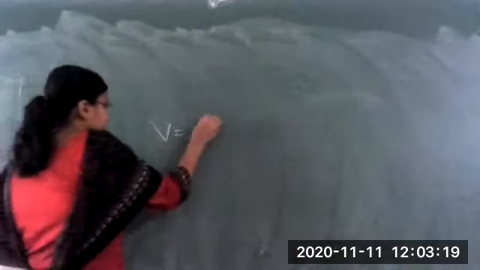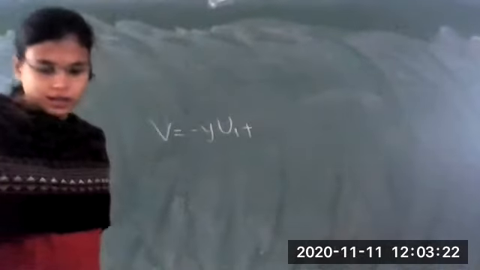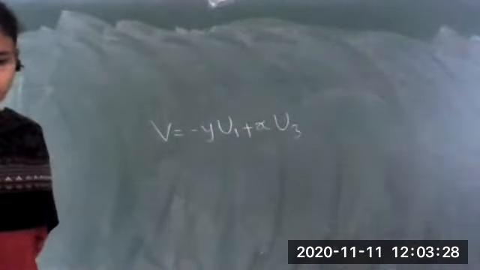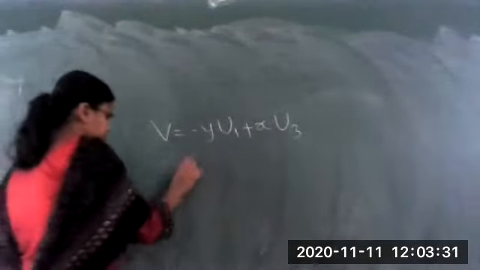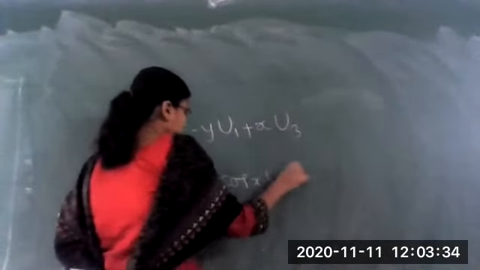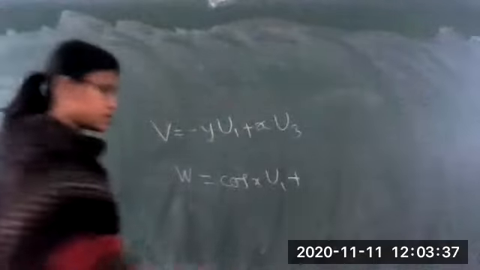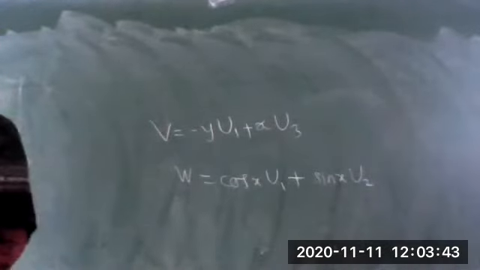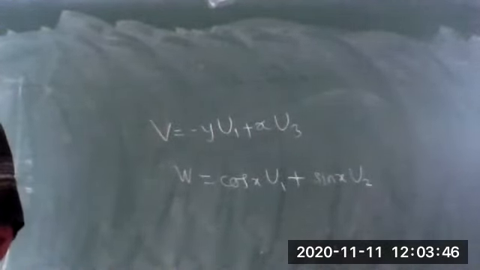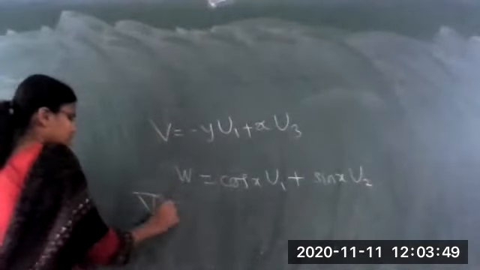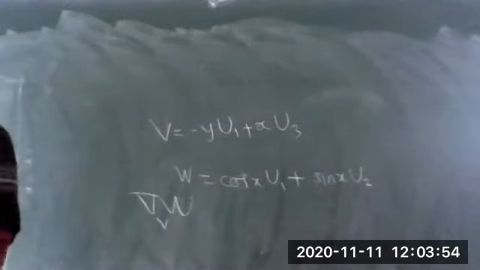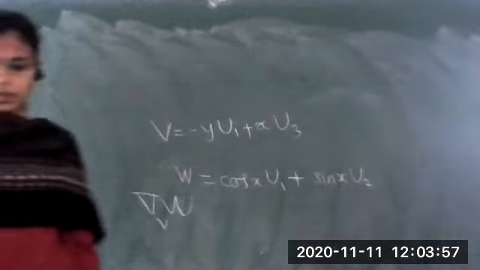V is equal to minus y u1 plus x u3. What is W? cos x u1 plus sin x u2. Right? You have to find out del V W, that is, the covariant derivative of a vector field with respect to a vector field. Find out the answer of this and give me an answer.